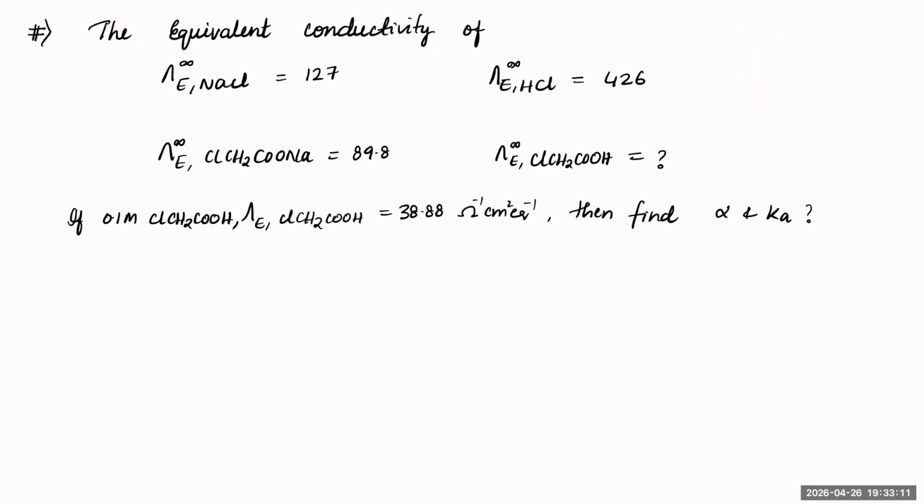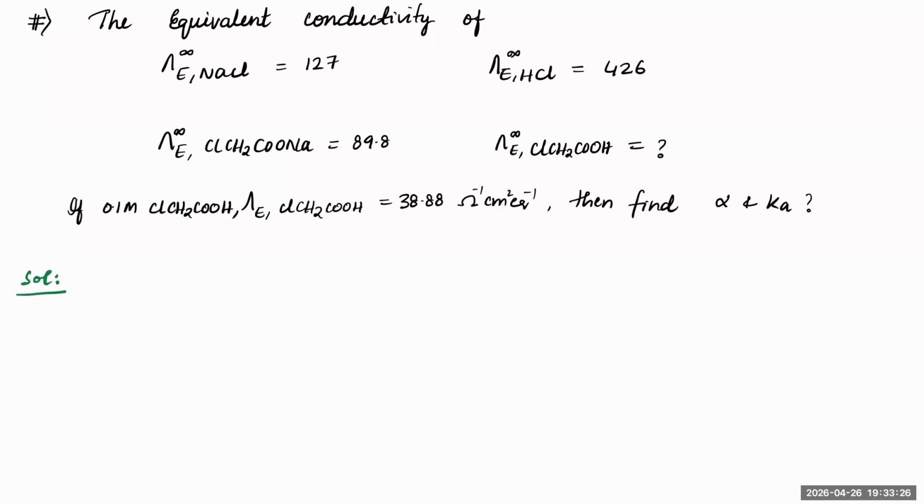So you can see for a weak acid, 0.1 molar, the lambda E of this weak acid is given. Then we need to figure out the value of alpha and the value of Ka. So please check this out. Since we know the lambda E value, how do I get this value from these three?